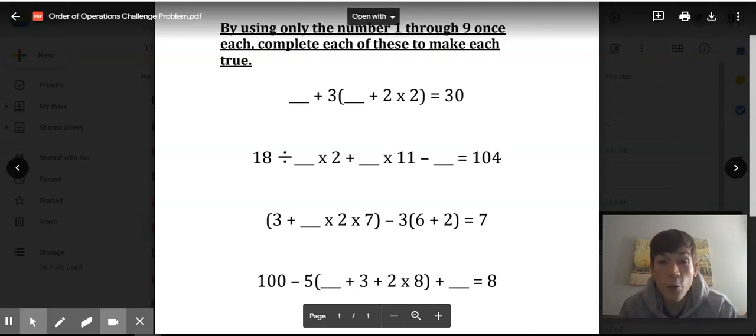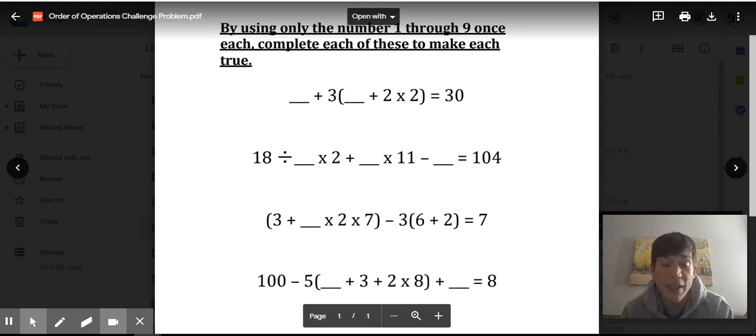All right, guys. Today, we're going to look at the order of operations challenge problem. Before we talk about that challenge problem, let's just talk about the steps of the order of operations. Remember, we're always starting with parentheses as our first step. That means whatever is inside of parentheses, that is what you're going to do first. You still have to follow all the other order of operations inside of the parentheses.